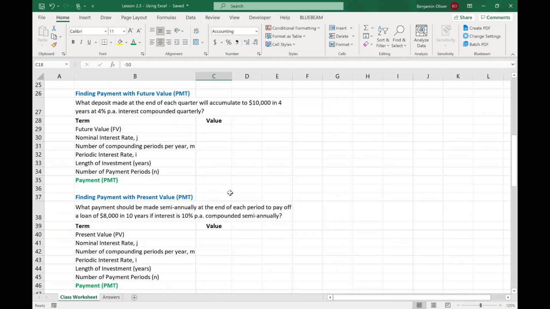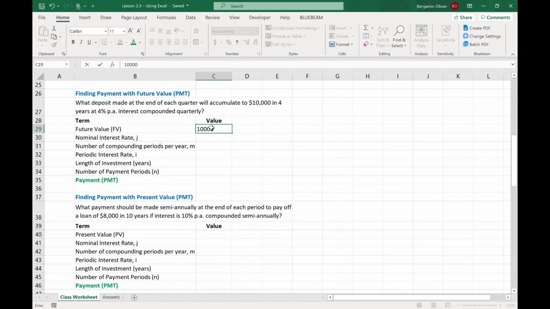Scrolling down, we have finding payment knowing the future value. We're going to do it both ways: finding our payment knowing the future value, and then finding our payment knowing the present value. Starting with the future value: what deposit made at the end of each quarter will accumulate to $10,000 in 4 years at 4% per annum interest compounded quarterly? We're given in the question that it's accumulating to $10,000. That's telling you that our future value is $10,000.